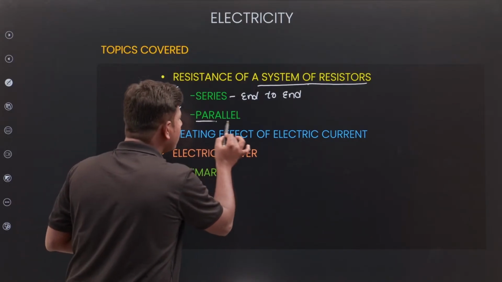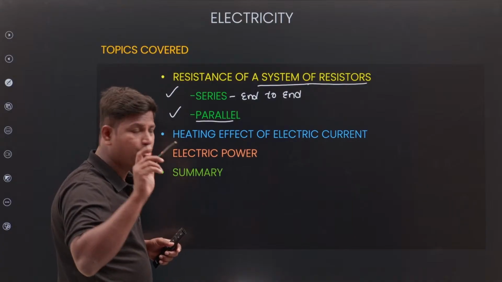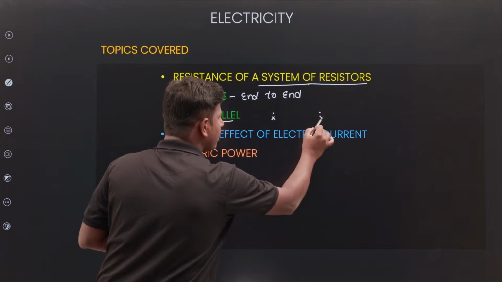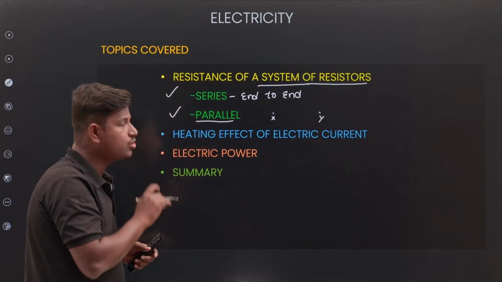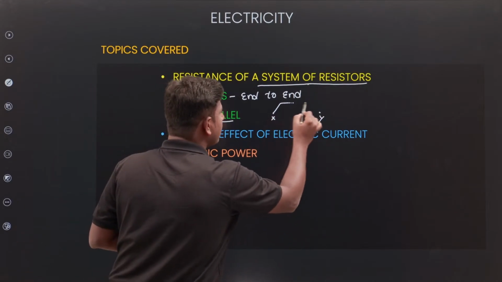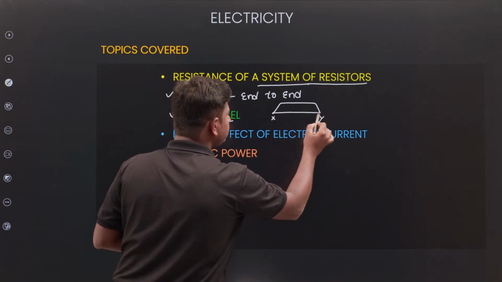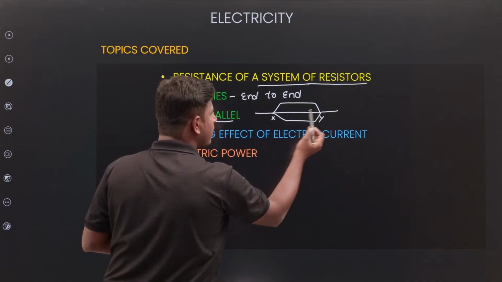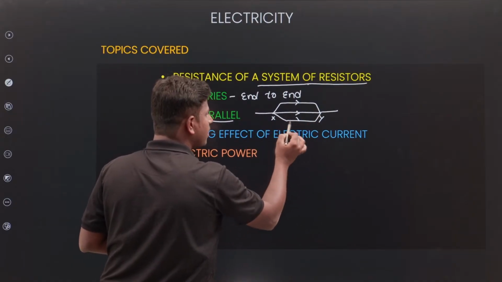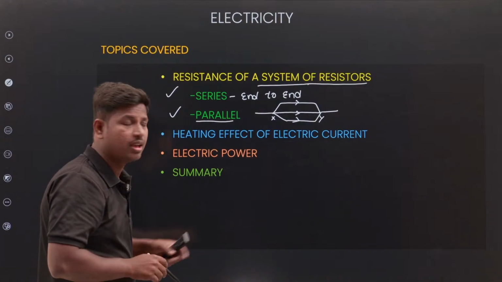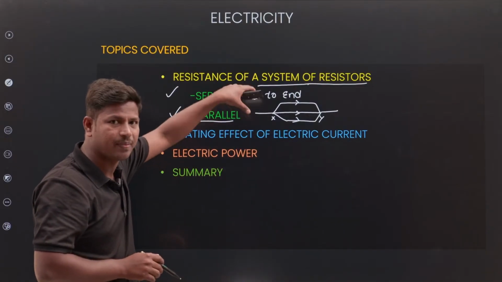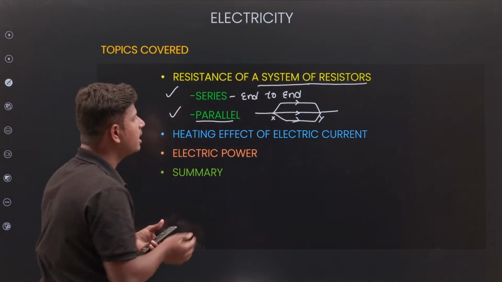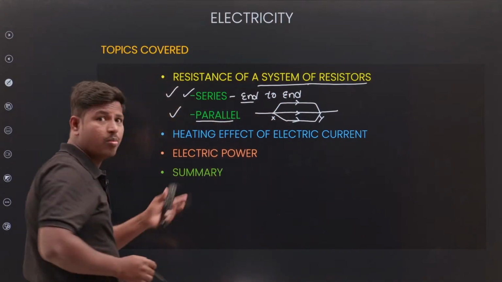And what about parallel? Take two points, x is one point, y is another point. Between these two points we take a number of paths, for example three paths between x and y. This is parallel. End to end is series, side by side is parallel.